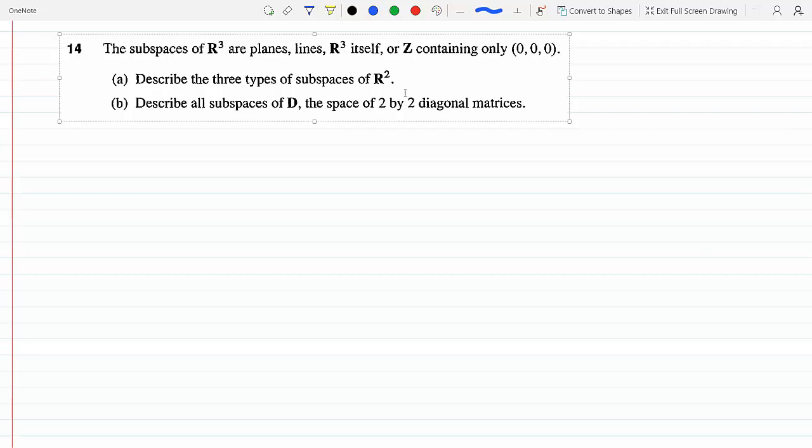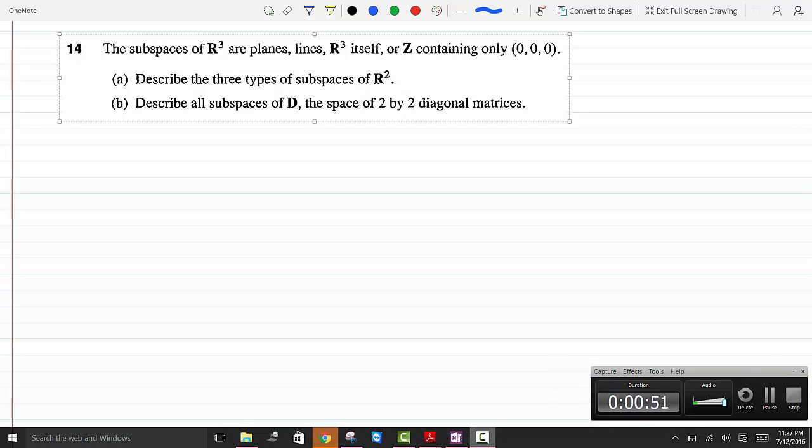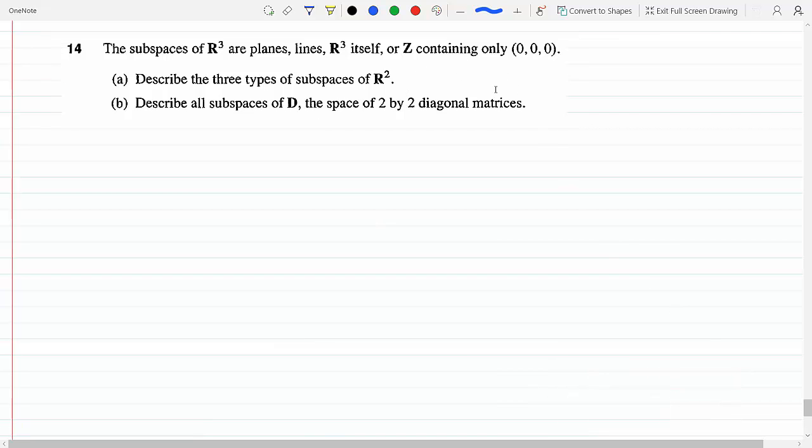Z containing 0, 0, 0. Okay. So all those are subspaces of R3. Planes, lines, R3 itself is a subspace of R3, and Z containing 0, 0, 0. Z is the single vector 0, 0, 0.